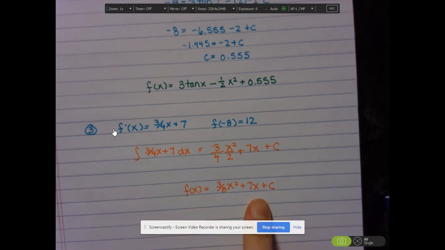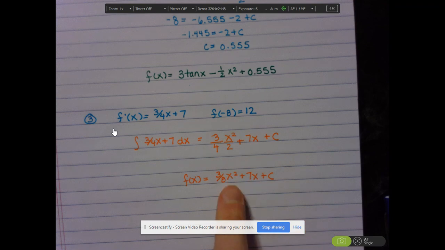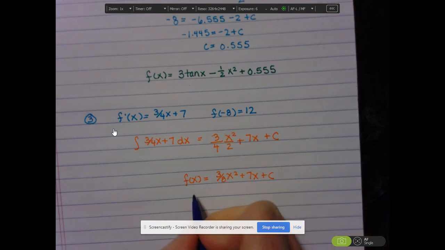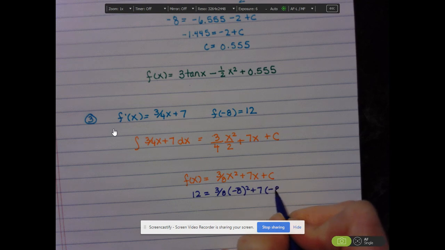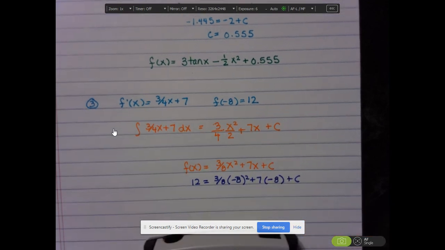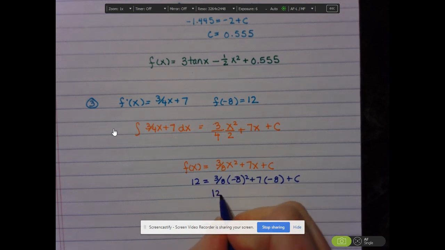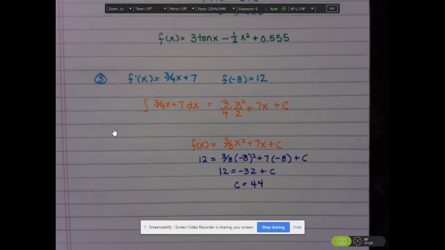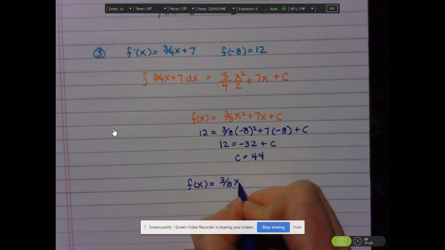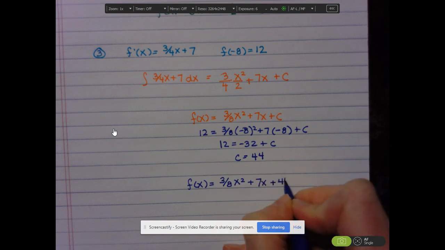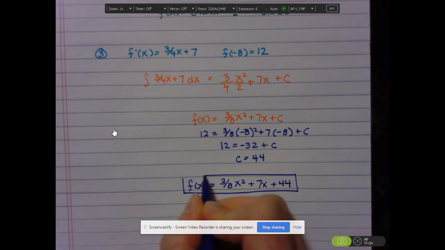I can find the actual function itself by plugging in the values. This goes in for y, this goes in for x. So 12 equals... squared. Thanks for calculators, so I don't have to think as much. Eight. Looks like that's all negative 32. So c should equal 44. Put it all together. My particular solution is 3/8 x squared plus 7x plus 44. So hopefully that's what you got too.